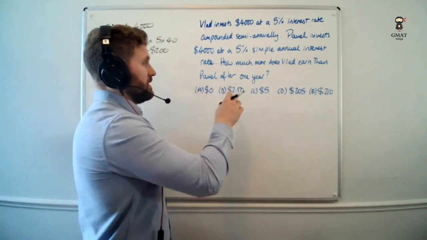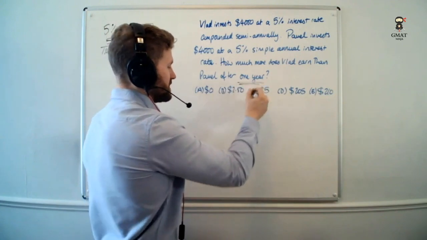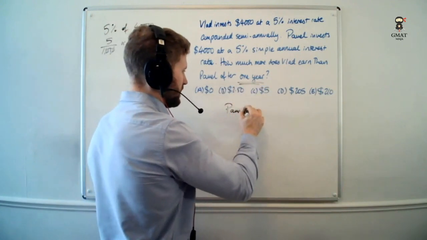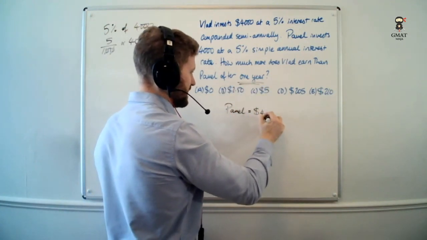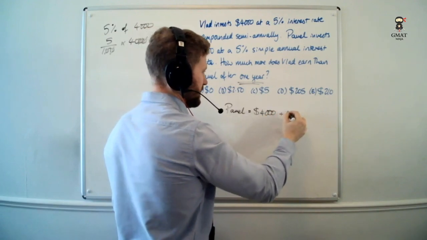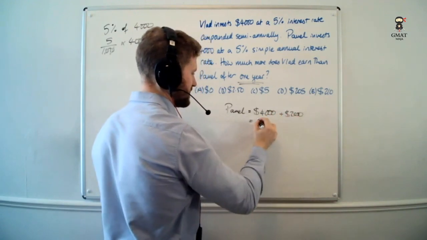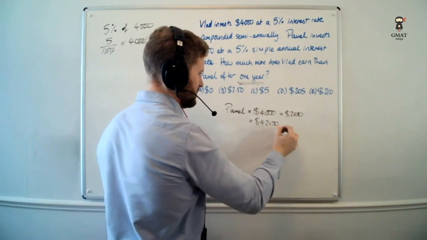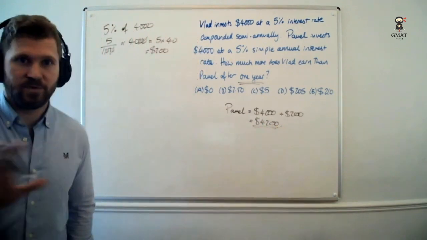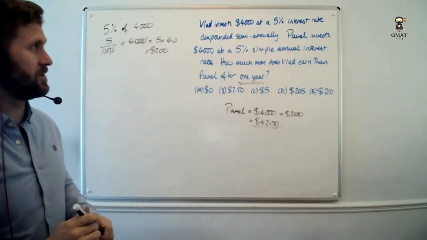So in terms of this question, we are looking for how much he earns after 1 year. Well, we can say that Pavel, after 1 year, would have his original $4,000 plus the 200 he earned in interest. So Pavel's sitting at 4,200. Well, let's tuck that away and we'll use that later on.